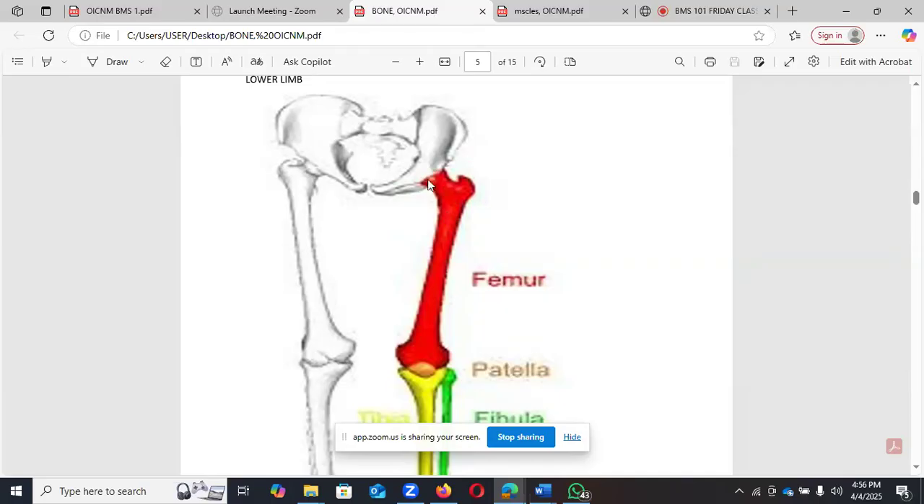It's an example of a long bone which articulates with the pelvic bone. You can see this is the pelvic bone. This is part of the pelvis. This bone that I'm touching is the coccyx or coccygeal bone. It's called the coccygeal bone or the coccyx.